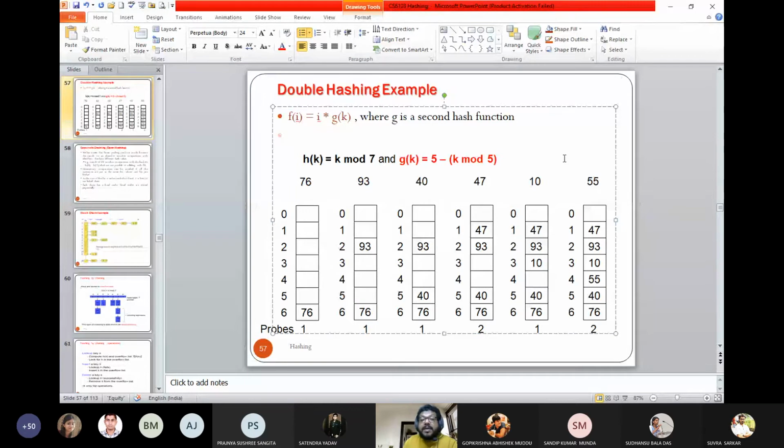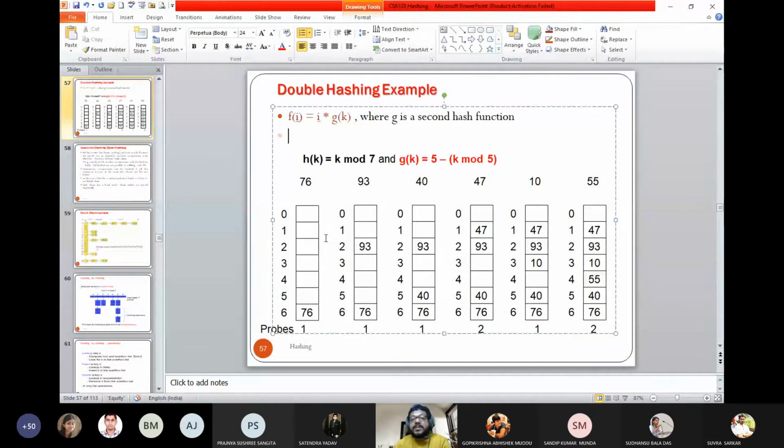So this is the example. 76: you can trace it with k mod 7. First is 76, so k mod 7 is very simple, it goes to number 6. Then you try with 93. Then you try with 40. So 40, can you try 40 mod 7? What will be the remainder? 5, sir, it is 5. So this is stored without collision, right?